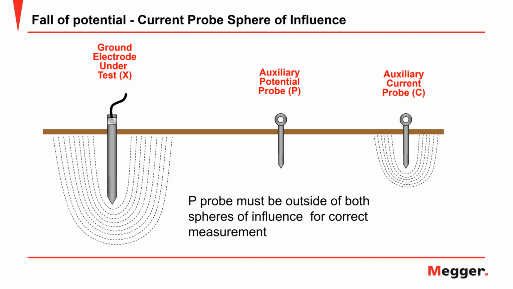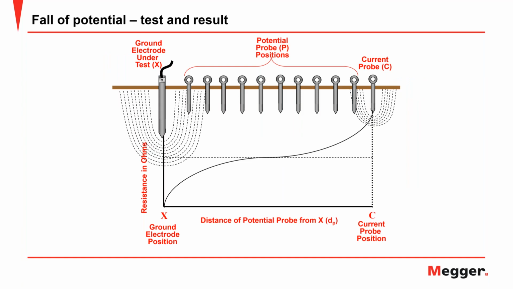Okay, next. So this shows you what you're basically going to be doing: taking your measurements at a series of positions and then plotting them against the distance, and you hope that you will get a graph that looks something like this. You have the resistance rise in the electrical field of your test ground, then an area where that remains relatively constant because you're distant from your test ground, and then it starts to rise again as you get into the electrical field of your current probe. Next.